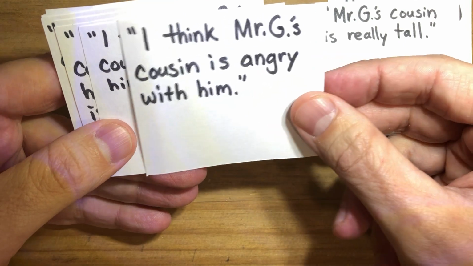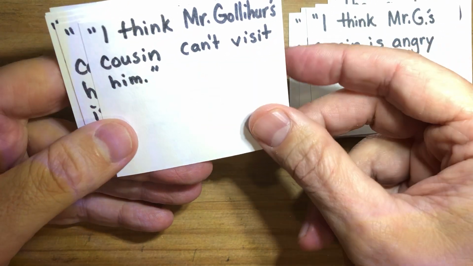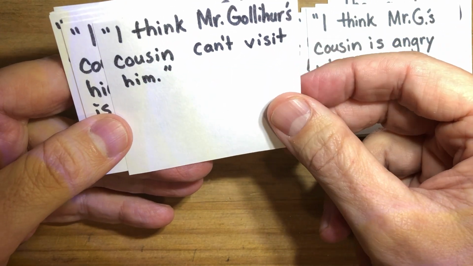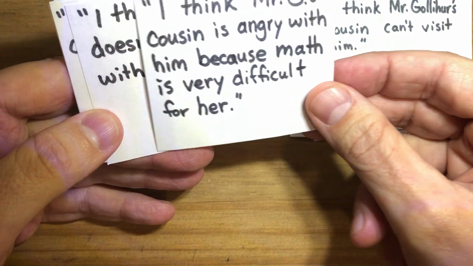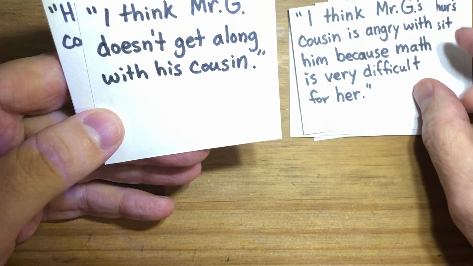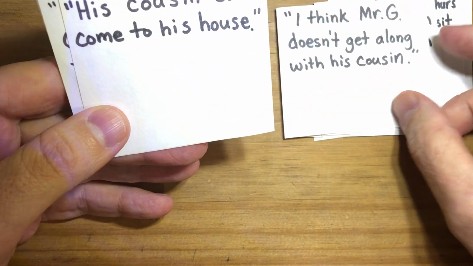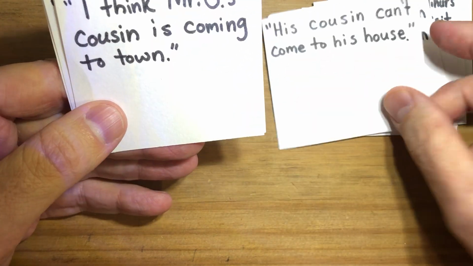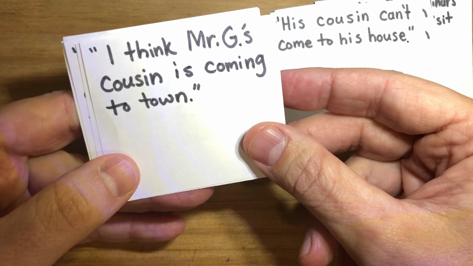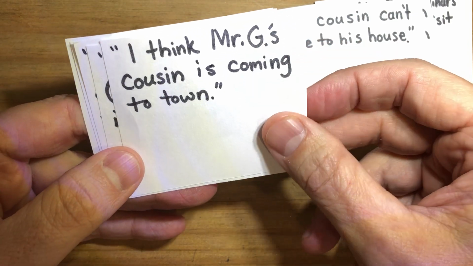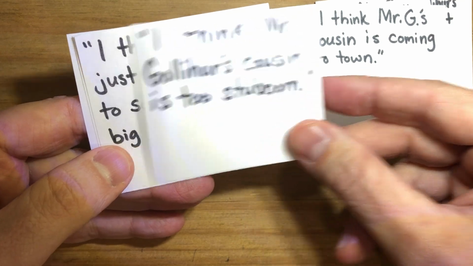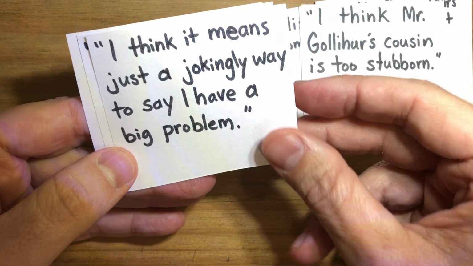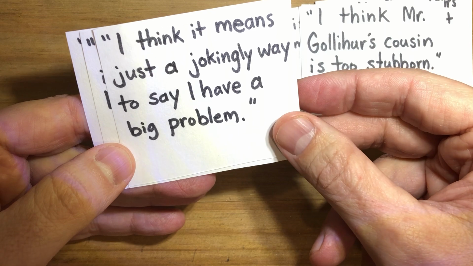Oh, I'm glad they say that that's not my big cousin problem. I think Mr. Gallagher's cousin can't visit him. I think Mr. G's cousin is angry with him because math is very difficult for her. I think Mr. G doesn't get along with his cousin. His cousin can't come to his house. I think Mr. G's cousin is coming to town. I don't see why that would be a problem. I think Mr. Gallagher's cousin is too stubborn. I think it means just a jokingly way to say I have a big problem.